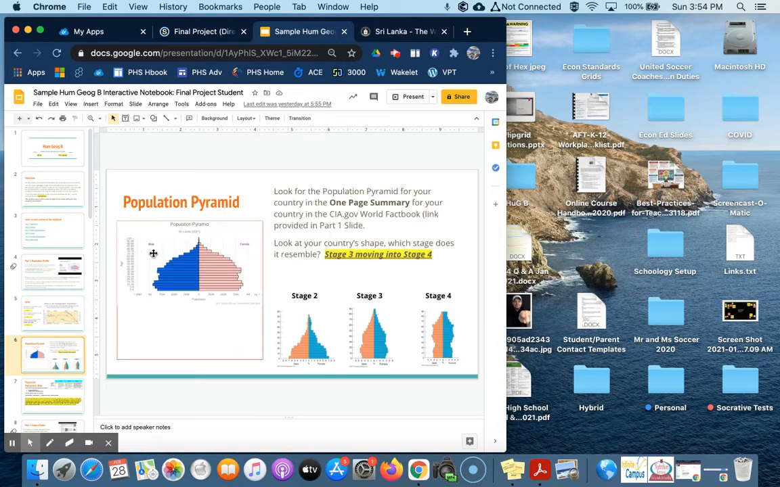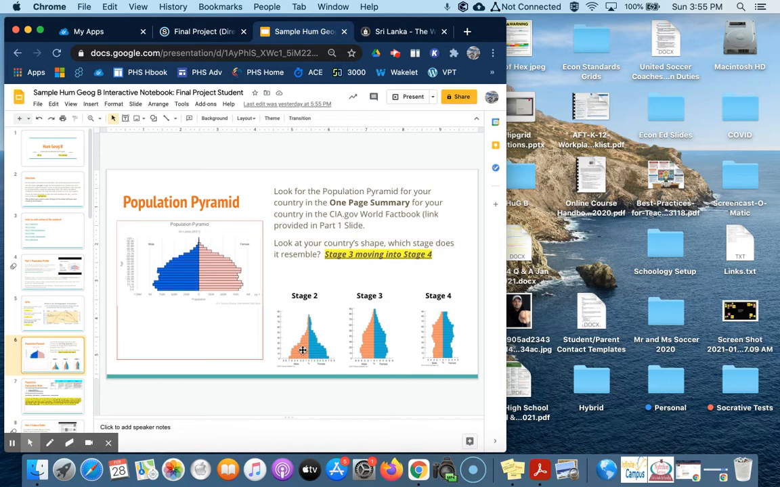And when I look at Sri Lanka's population pyramid that I pasted in here, that's what I wrote then, stage 3 moving into stage 4. These are the examples of different countries that were in different stages of the DTM that we did way back in Human Geography A, and compare your pyramid to the shape of these 3, and which one does it look the most like? Well, I would say mine looks a lot like a hybrid between 3 and 4, so that's why I put stage 3 moving into stage 4.